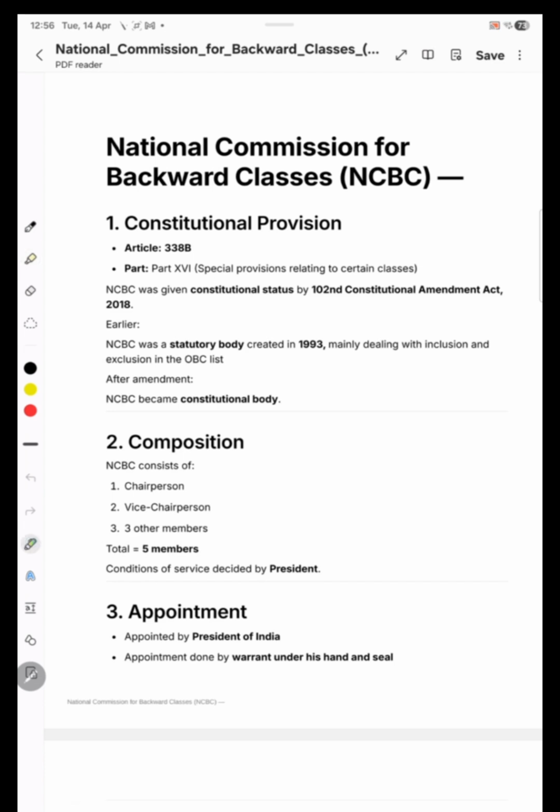Okay, National Commission for Backward Classes. This is specified in Article 338B, Part 16. NCBC was given constitutional status by the 102nd Constitution Amendment Act of 2018. Earlier NCBC was a statutory body. It was created in 1993 and it mainly dealt with the inclusion and exclusion in the OBC list. Okay, this was its main function. After this amendment of 2018, it became a constitutional body, right?